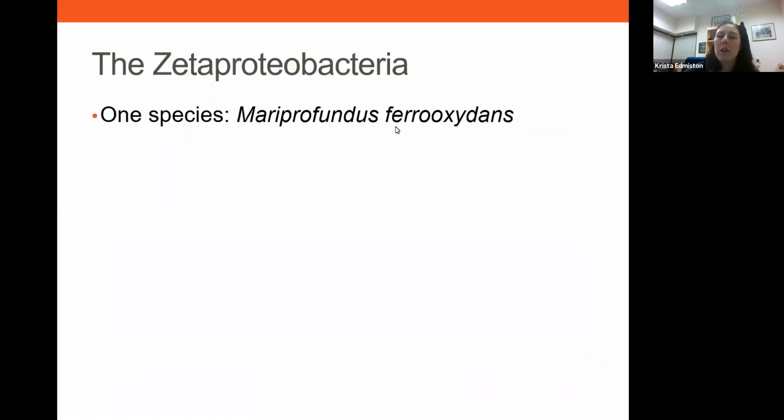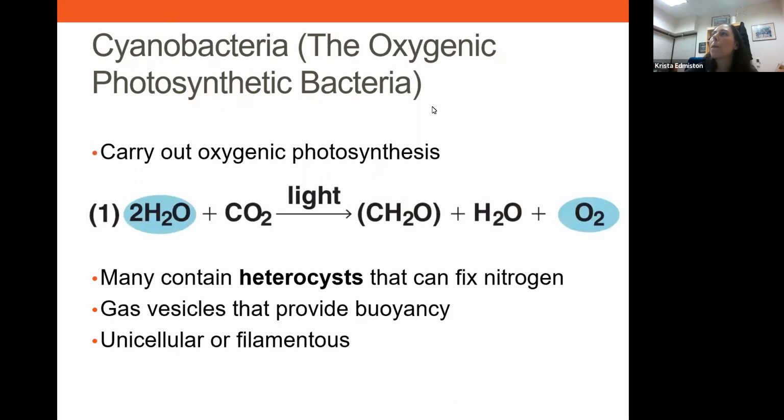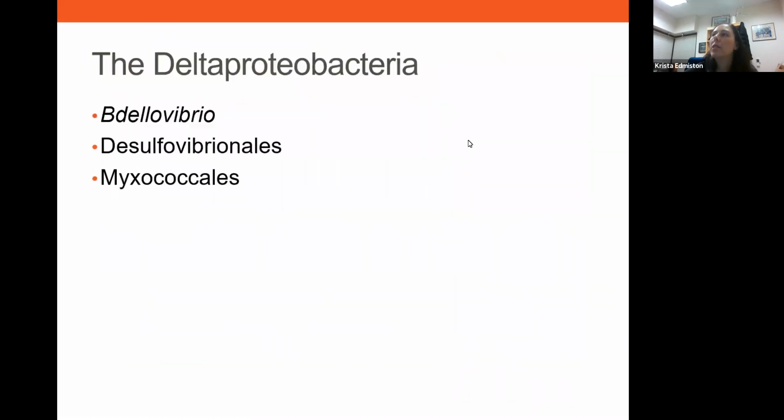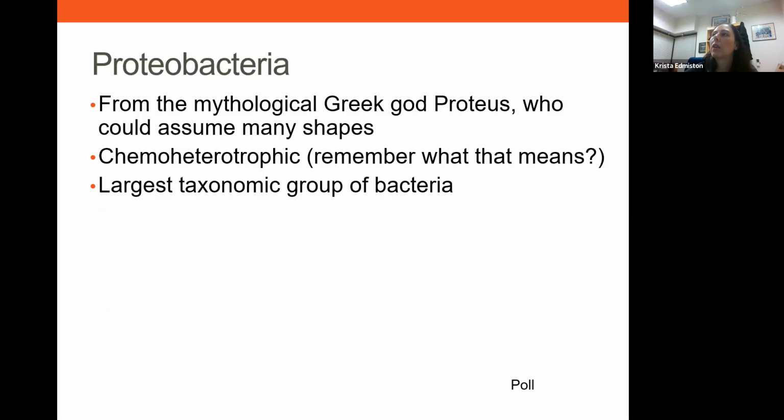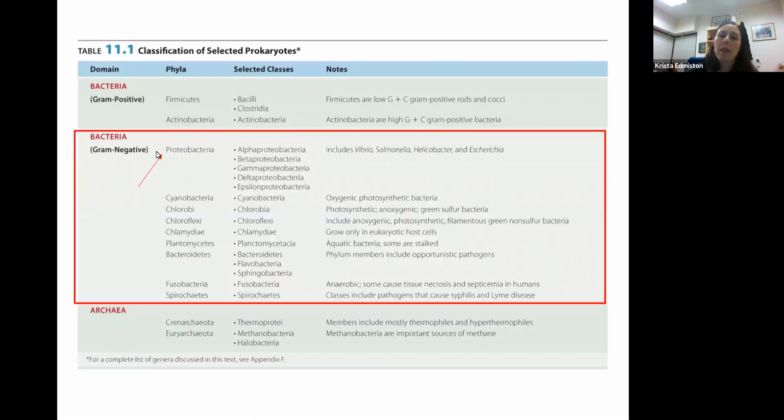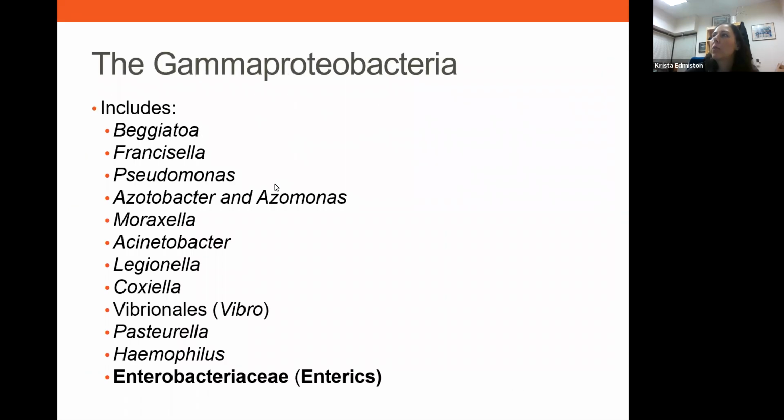The last group of the proteobacteria are the Zeta proteobacteria, and they just have one species. So it's a very newly discovered group of just one bacteria. All right, I'm gonna go back to my table really quick, just to remind you. Okay, so we were in the gram negatives here. We're in the group proteobacteria, and then the Zeta proteobacteria is so new that it wasn't even in this textbook, but it's in your guys' textbook, and that's the classifications here. So that just has 5, but the Zeta one is a newly discovered one. Okay, so those were all our proteobacteria.